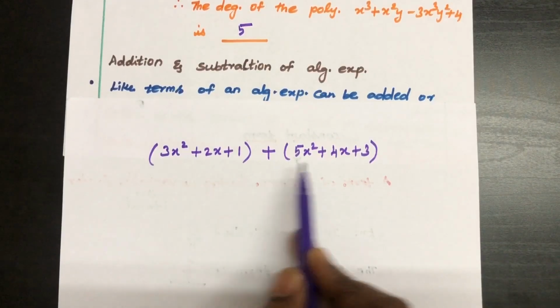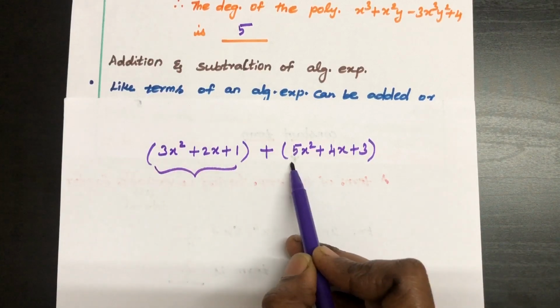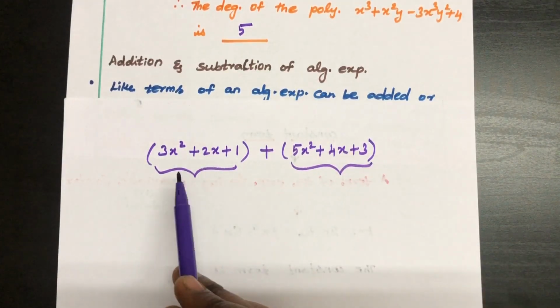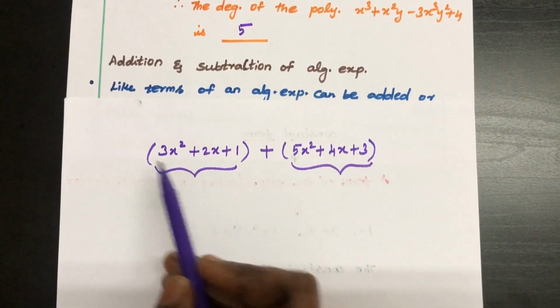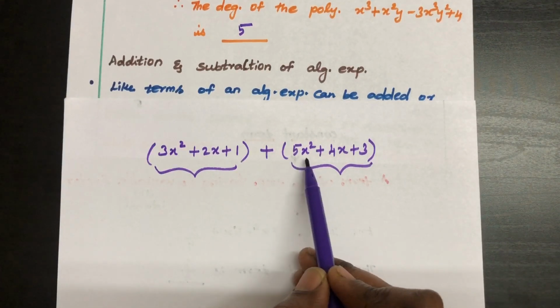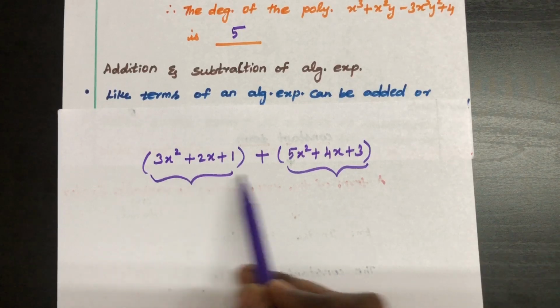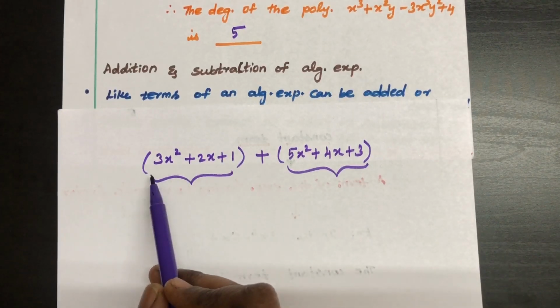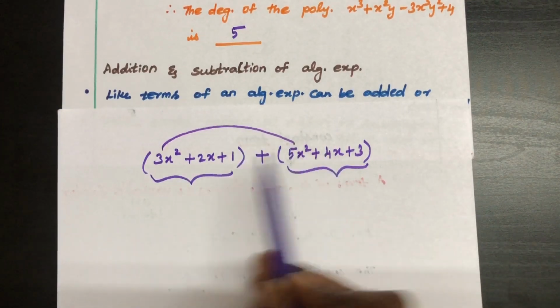How to add these two expressions? This is one algebraic expression and this is another algebraic expression. What you need to do is look for the like terms. What are the like terms here? 3x square and 5x square. That means both have the same degree. Just look for the terms which have the same variable with the same power. These two are like terms.